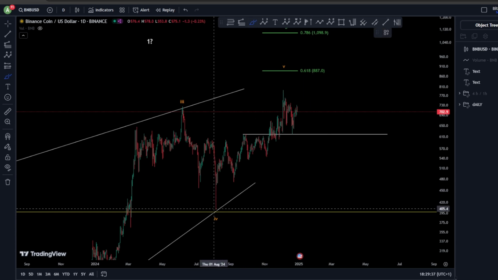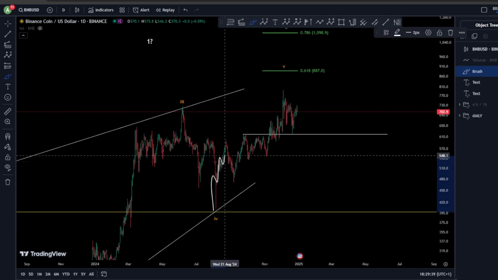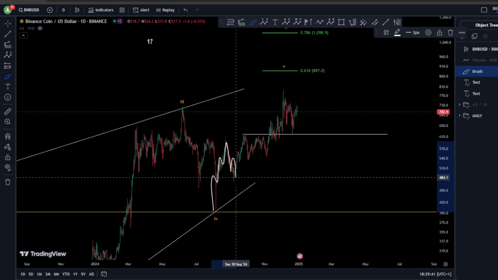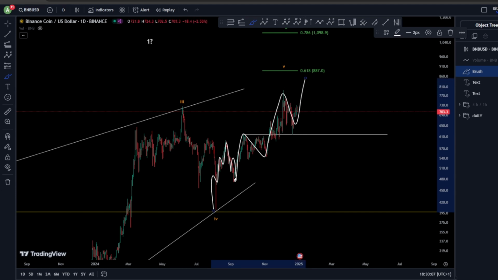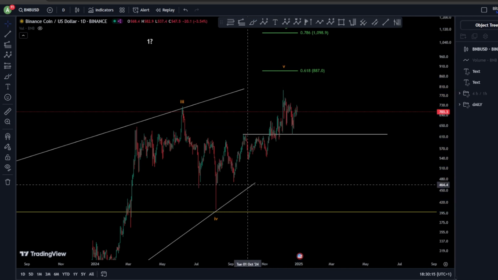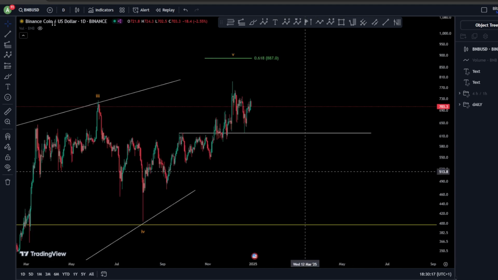What I have to do is to take this impulse as 1, 2, 3, 4, 5, wave A, ABC for wave 2, and then 1, 2, 3, 4, 5, probably finishing this wave C for your zigzag in a wave 5. So this might be, of course, the most possible scenario that we might have.